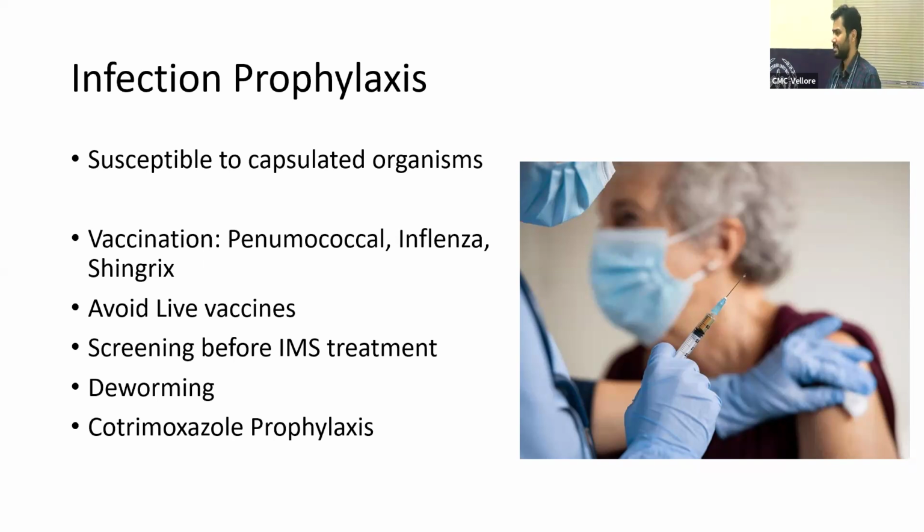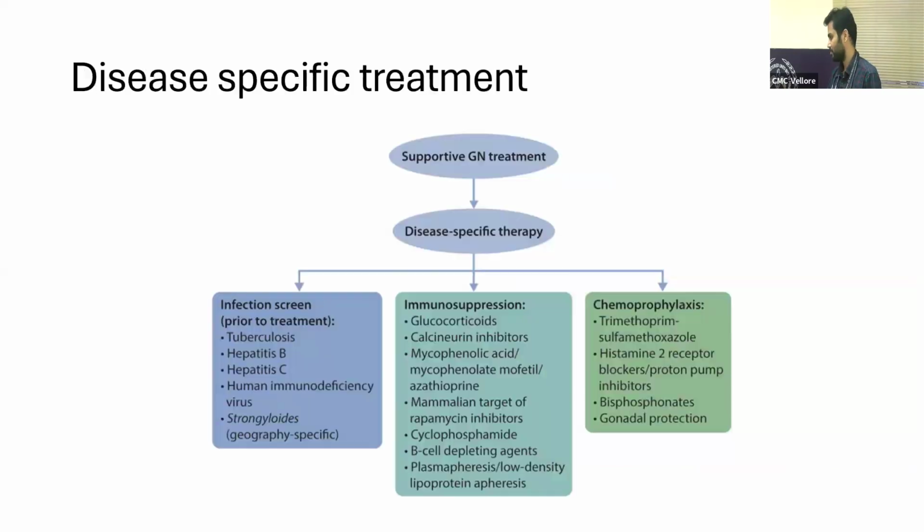Then deworming is necessary for all patients. Then if you are starting steroids or any higher immunosuppression, septran prophylaxis is important. Then finally, the disease-specific treatment. After giving all this supportive treatment, you have to treat the patient based on the biopsy findings, the serological findings, and the diagnosis. Like for minimal change disease, steroids, or steroid plus second-line immunosuppression. For most immune complex diseases like SLE, cyclophosphamide and so on is required. With this disease-specific treatment, you have to give chemoprophylaxis. That is very important.